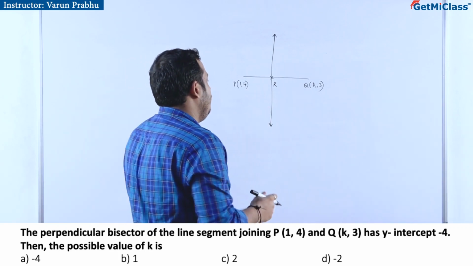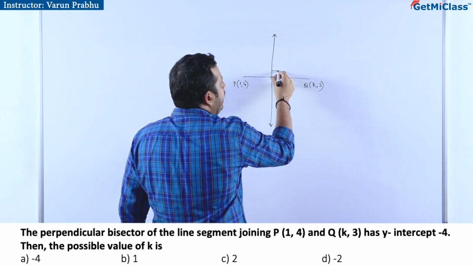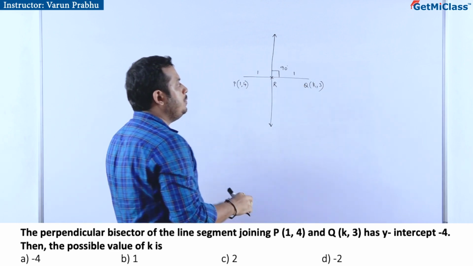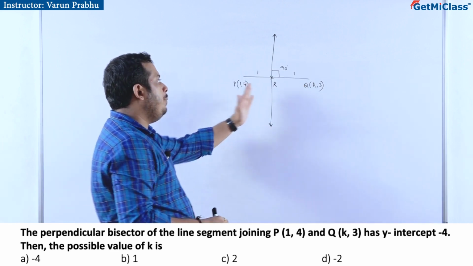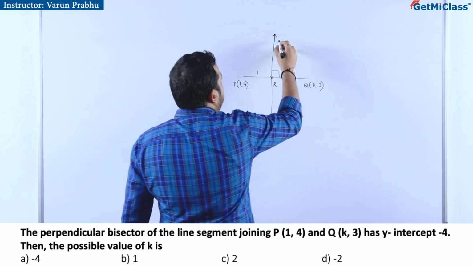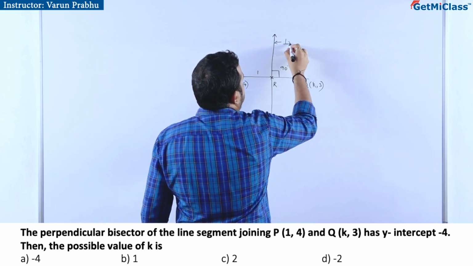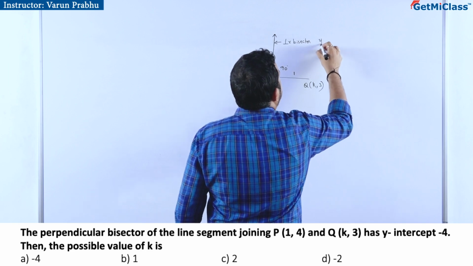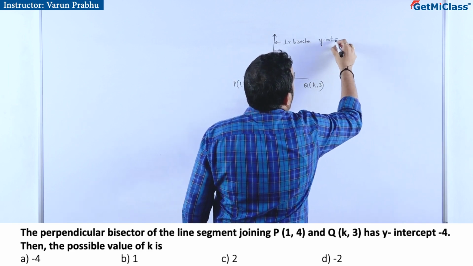If you look at this question, it's told in the problem that the perpendicular bisector is dividing the points PQ in the ratio 1:1, midpoint it is. The perpendicular bisector, so this is the perpendicular bisector, alright. Now the perpendicular bisector has a y-intercept of -4, as told in the problem.